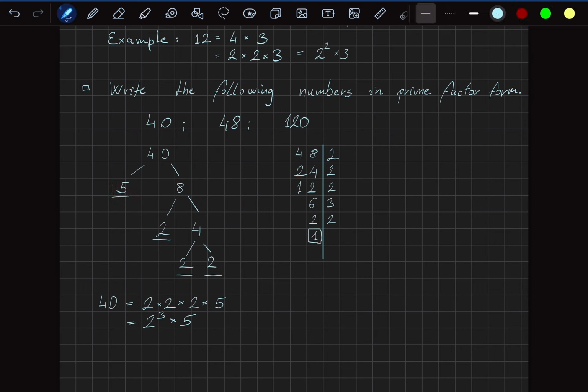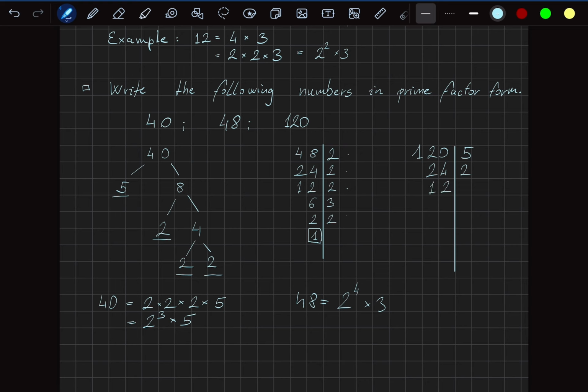And from this, 48 equals 2 to the power of 4 times 3. Now 120. I will use the same method because I don't have too much place to use the factor tree, but later I will use the factor tree. I will divide by 5, so it will be 24. I divide by 2, 12, 2, 6, 3, 2, 2, 1.